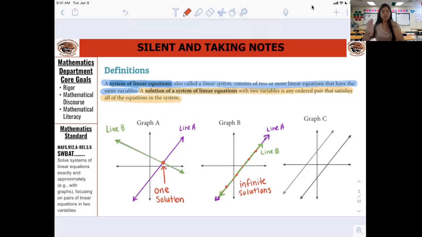Okay, so if they're two different lines and they cross once, that's one solution. If they're two different lines that are right smack up on top of each other, that would be infinite solutions.